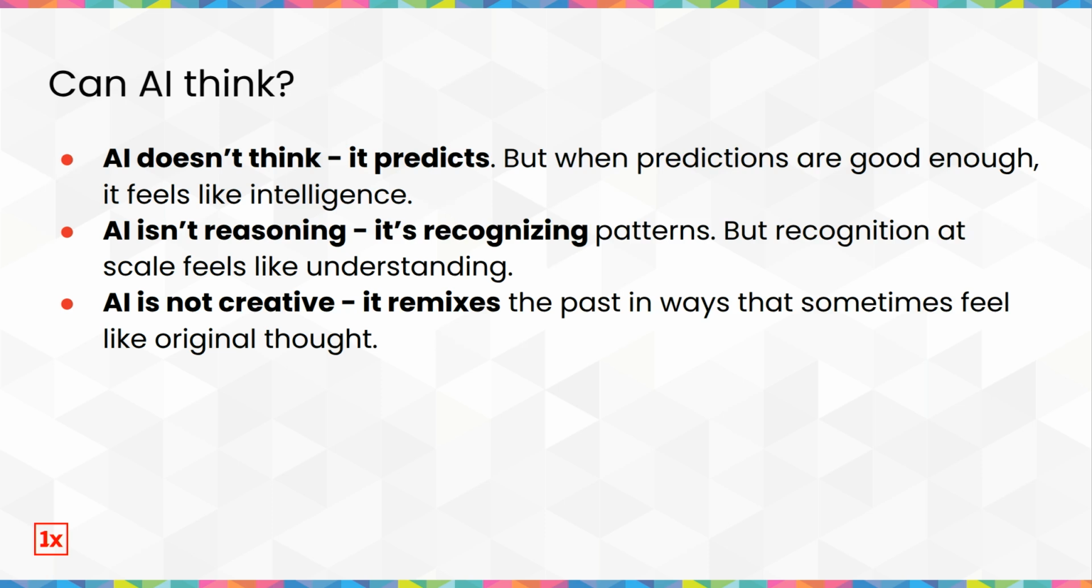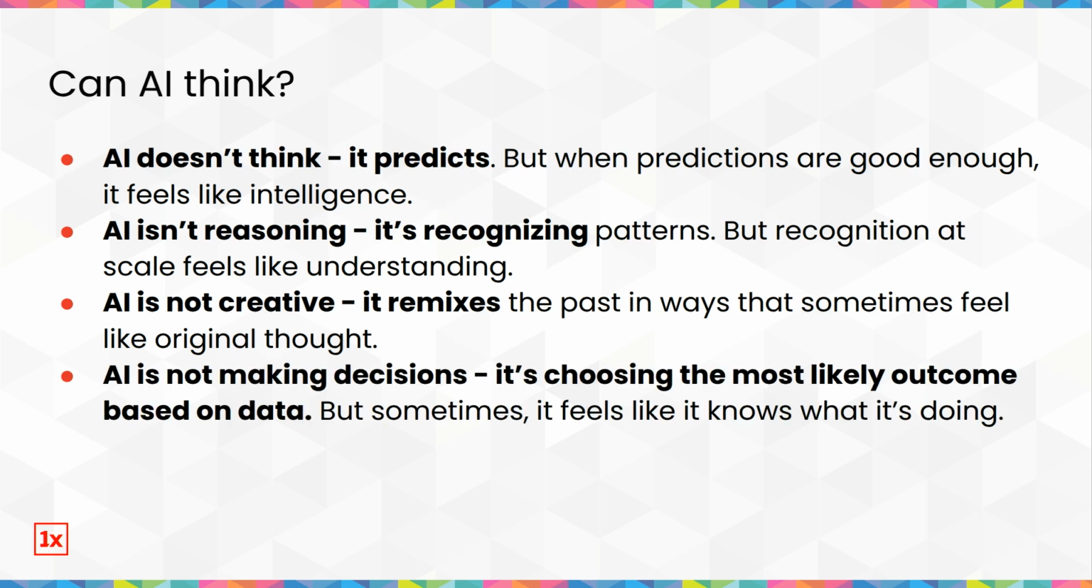Yeah, so it's not creating something new, even though for you it might look new because you don't know all the patterns that are in the model, but it's just not really creative. And it's also not making decisions. If you have an agentic system, it just takes what's most probable of a sensible thing to do. Okay, keep that in mind.